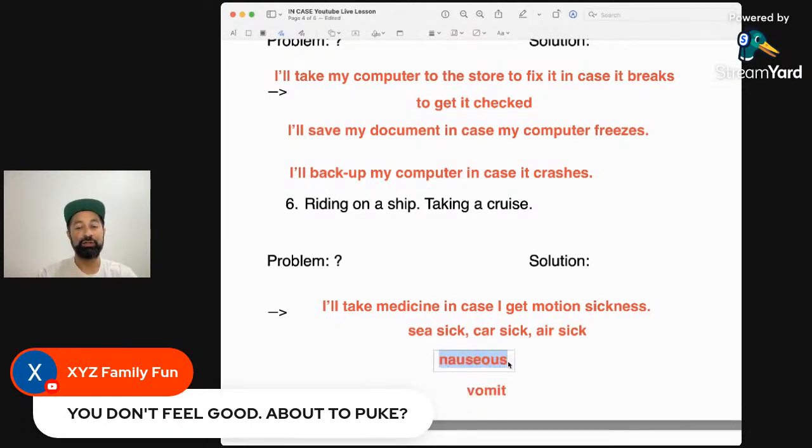One thing about nauseous, the spelling is quite interesting. It's a weird spelling, but the pronunciation is just going to be like this. Nauseous.